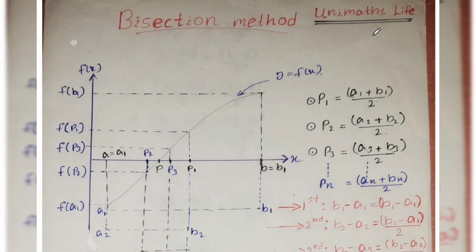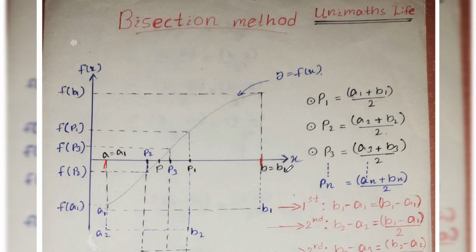In this video, I am going to talk about the bisection method. Before talking about the bisection method, we need to understand two facts regarding it. The first one is that we need to have a continuous function in some interval a1 and b1. In this figure, this is our continuous function between a1 and b1. Here I have taken a equal to a1 and b equal to b1.